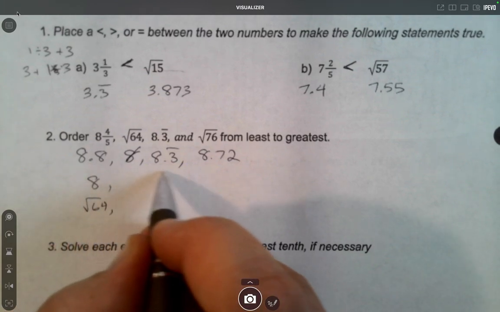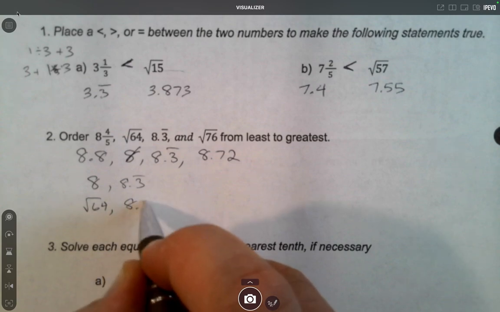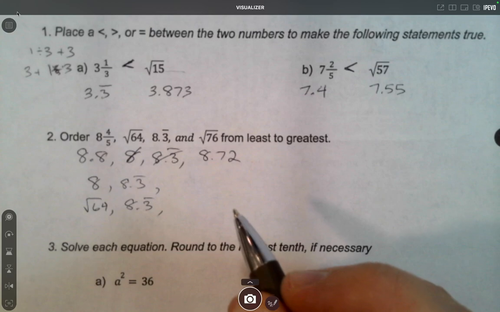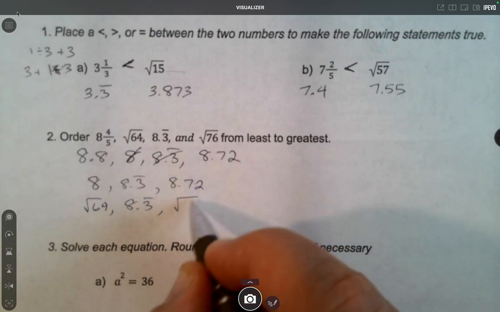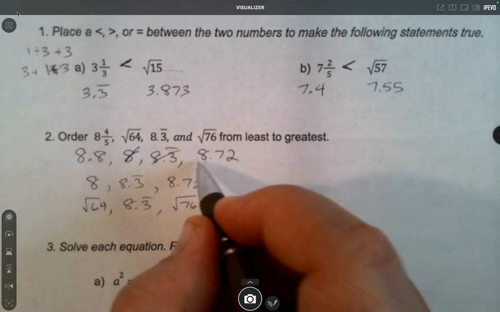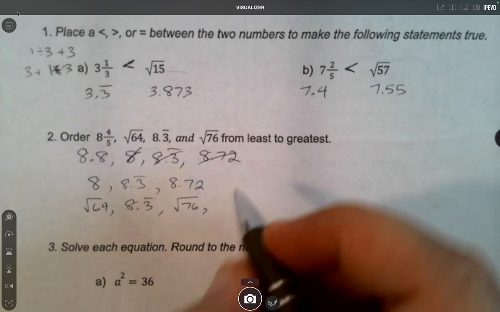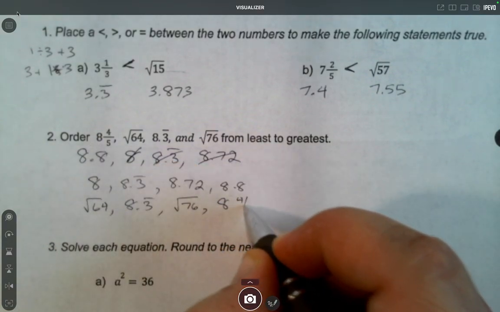The next smallest would be 8.3 repeating, and that's just written just the way it is. Next smallest would be 8.72, and that's the square root of 76. The biggest is 8.8, which is the same as 8 4/5.